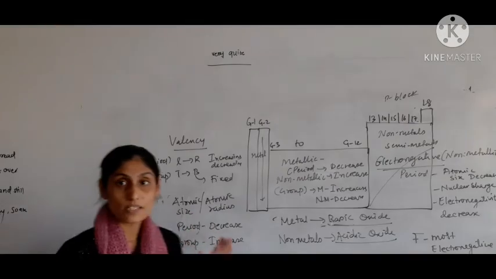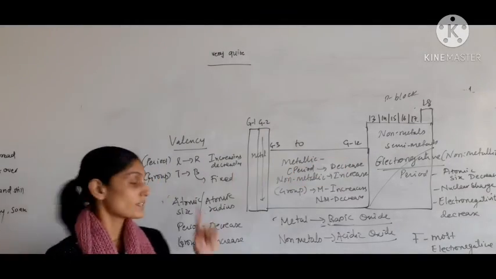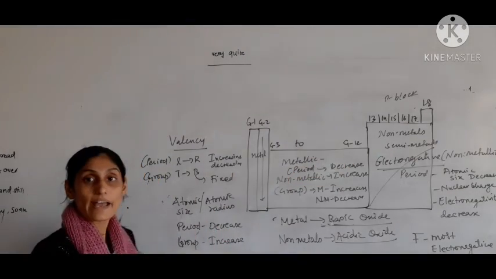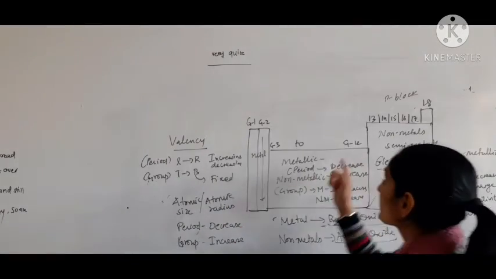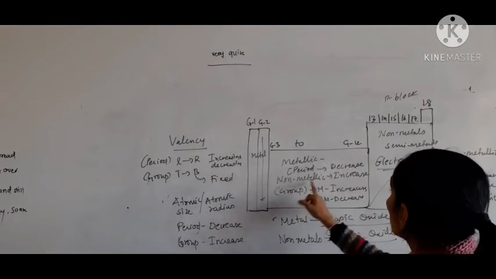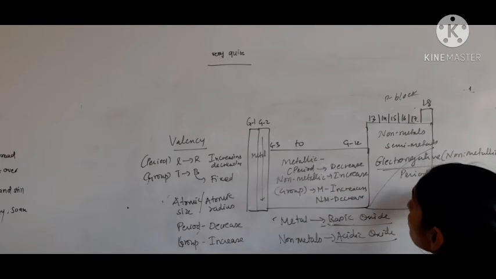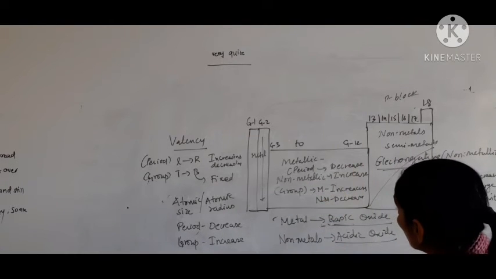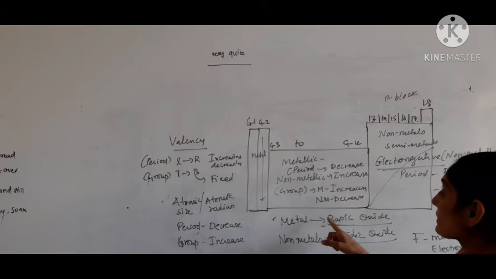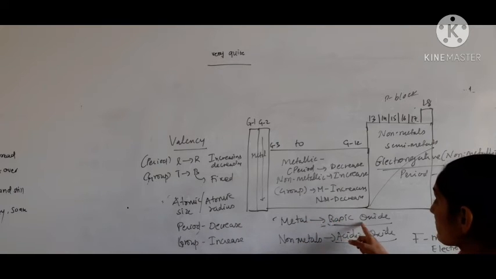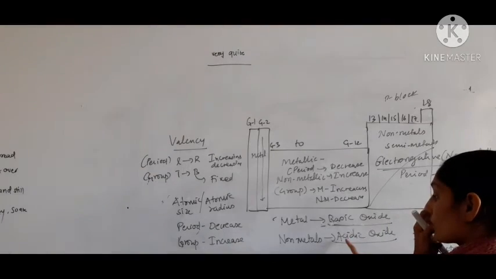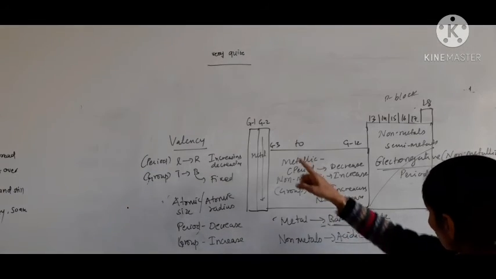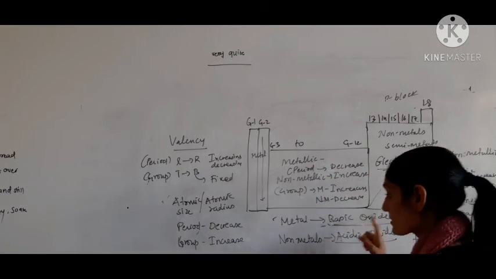Atomic radius and atomic size when we are moving left to right it is going to be decrease in the period and increase in the group. Metallic character decrease along the period and increase along the group. Non-metallic character increase along the period, decrease along the group. Metallic oxides, that means basic oxides, when we are moving down the group they are increasing, and when we are moving left to right in the period it is decreasing.